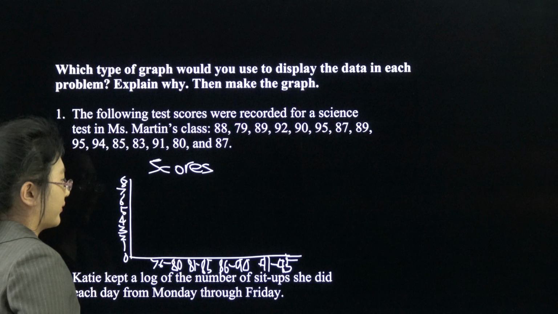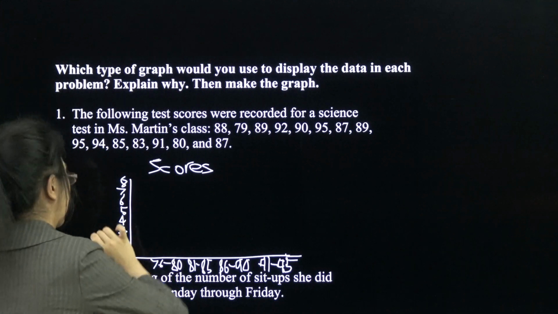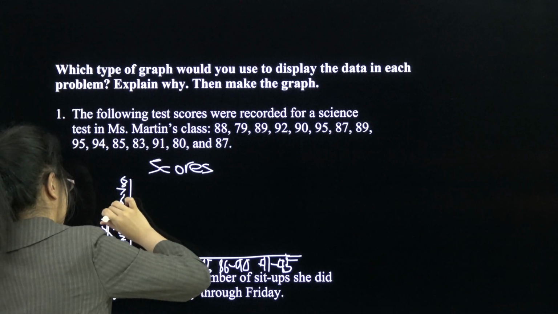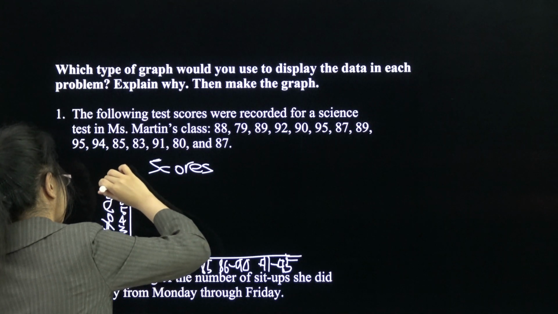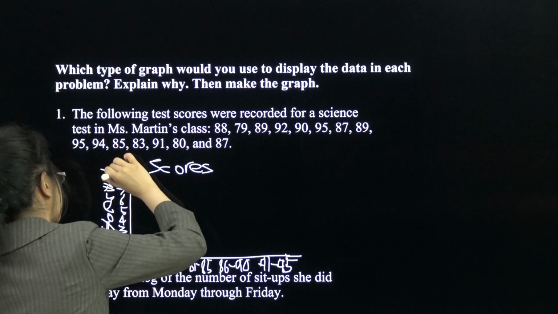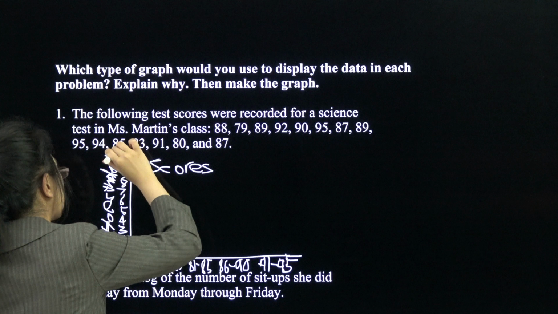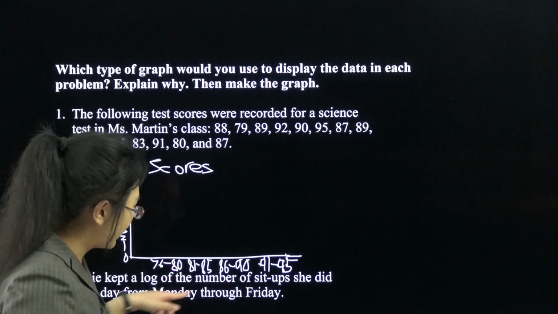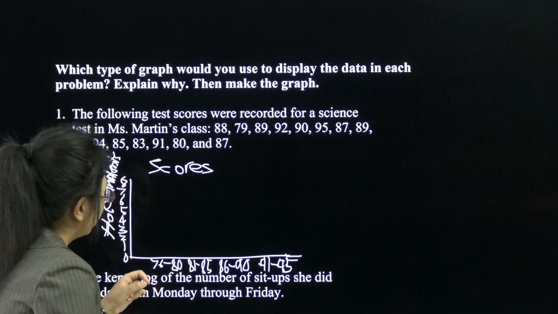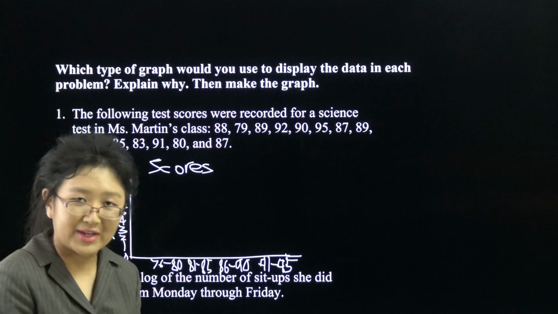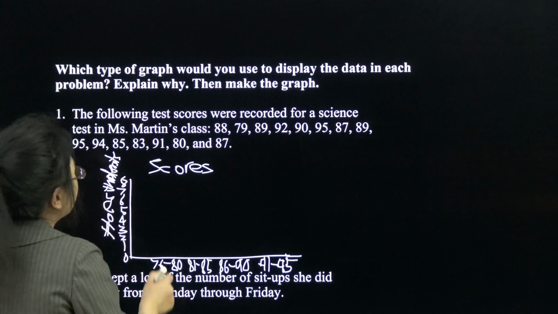Now that we're done labeling everything, well, technically we still have to label the axis, number of students. I can't really do it down here because I don't have enough space. You should do it on a paper where you can actually have enough space.